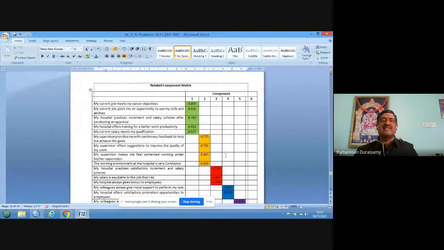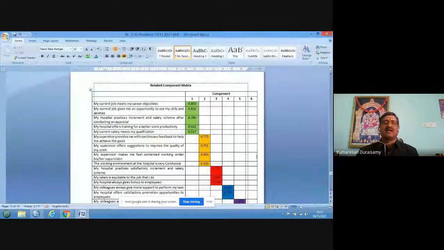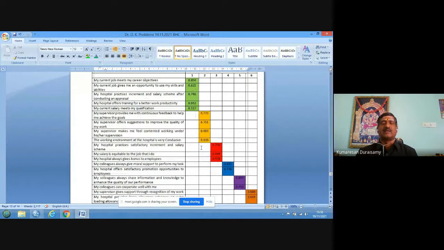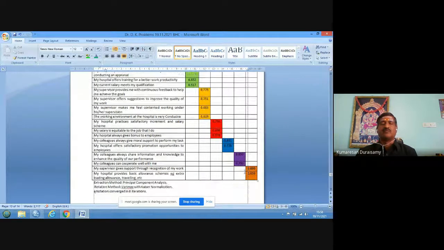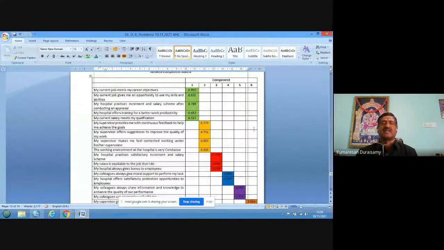For your easy understanding, after having identified this, you delete all the remaining coefficients. Remaining coefficients may be deleted. So I have deleted them and shown you in different colors. So these are the factors loaded in the first component. These are the factors loaded in the second component, third component, fourth component, fifth component, and sixth component. That's all.